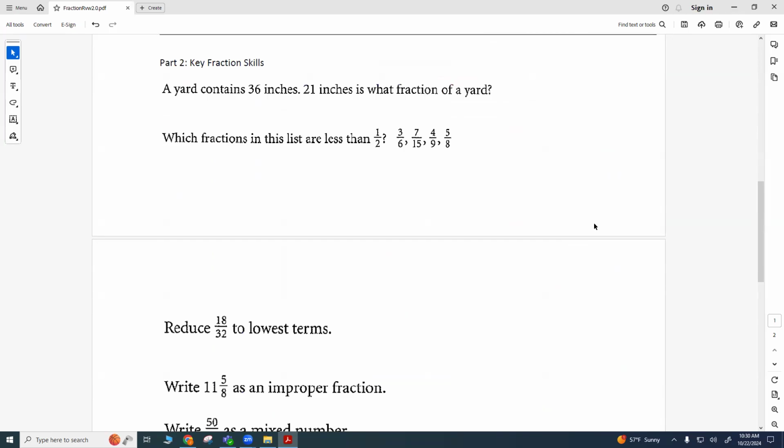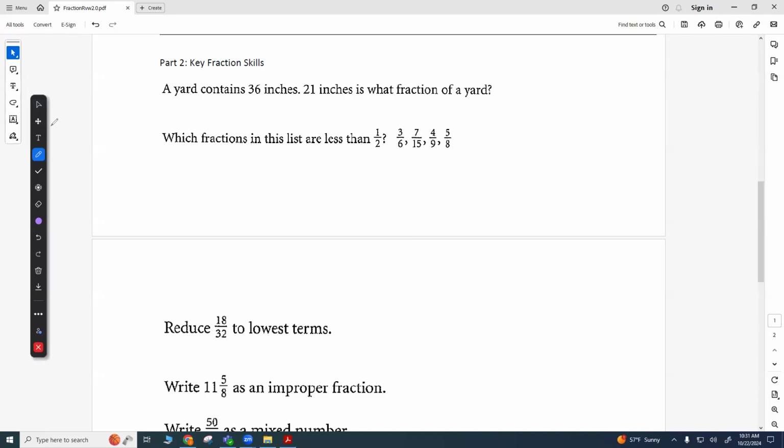So really quickly, just to practice here a little bit, a yard contains 36 inches. So 21 inches would be what fraction of a yard? Can anyone answer that first little question there? 7/12. Good. How'd you get that? Just put the 21 over 36 and then simplify it. Beautiful. So hopefully everyone caught what Angel said.